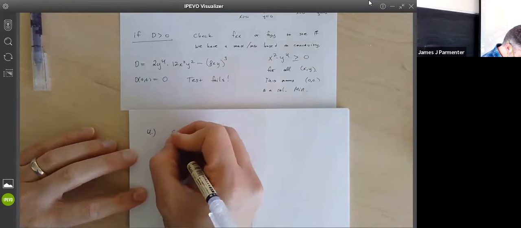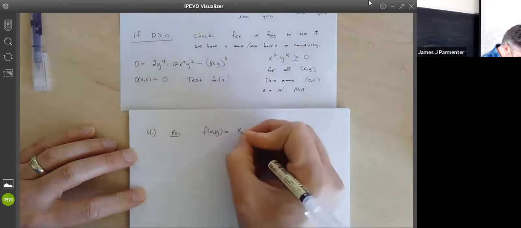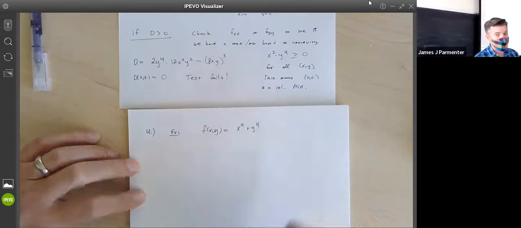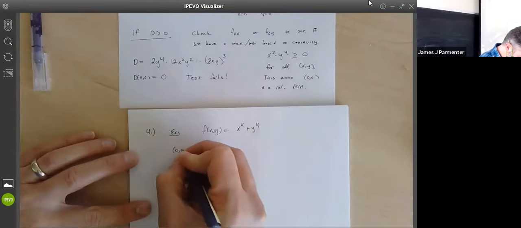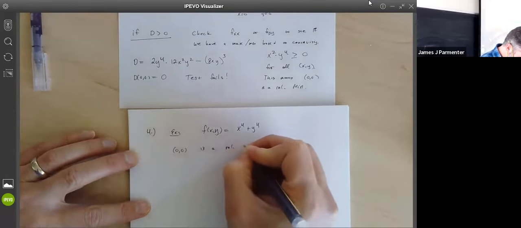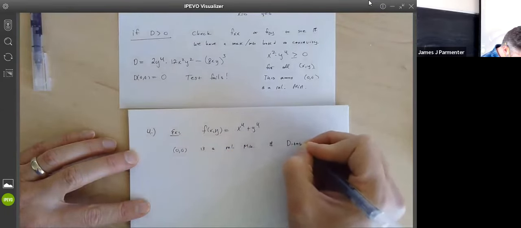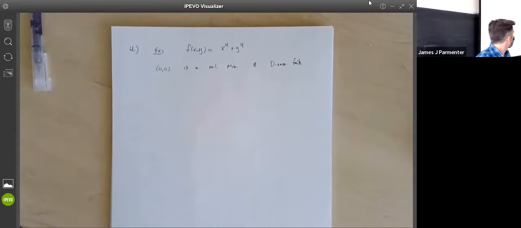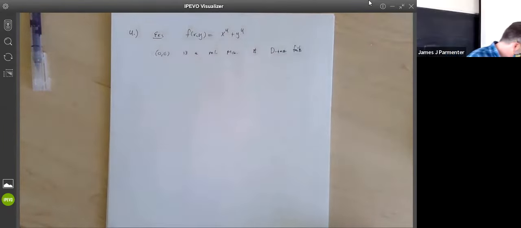So another example like this would be f of x, y equal to x to the fourth plus y to the fourth, right? That one also, you can definitely see that it's always non-negative. So 0, 0 is probably going to be a relative minimum, and the D test fails. We won't do this one, but you should do it on your own. You can definitely show that you have a relative minimum and the test fails.